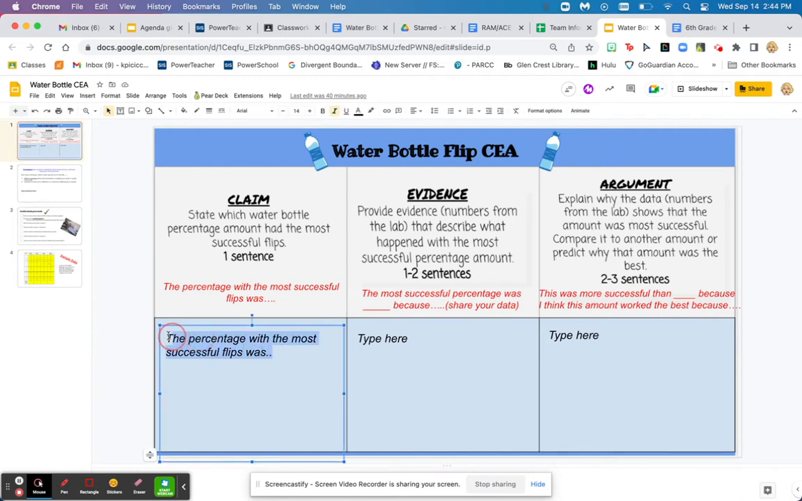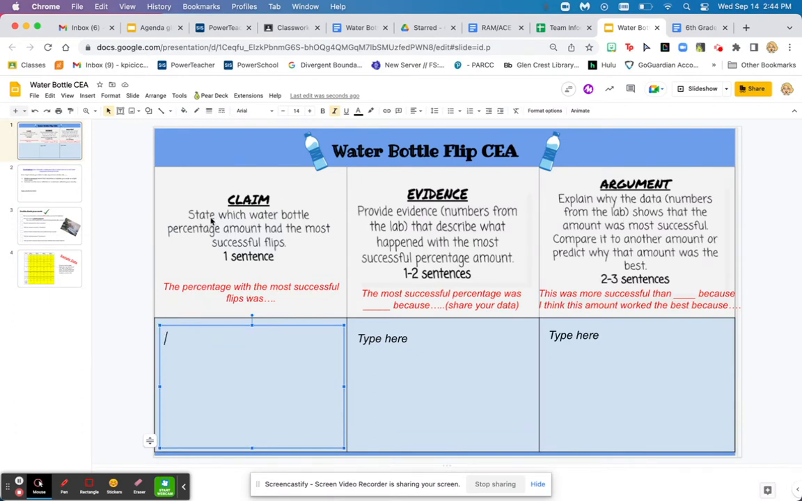Okay, so what you're going to do is write the CEA. CEA stands for claim, evidence, argument. So you're going to make a claim about which water bottle percentage worked the best. You're going to share evidence or data from your lab, so what actually the numbers were. And then you're going to make an argument as to why that one was better and possibly how. Okay, so we're going to start with the claim.